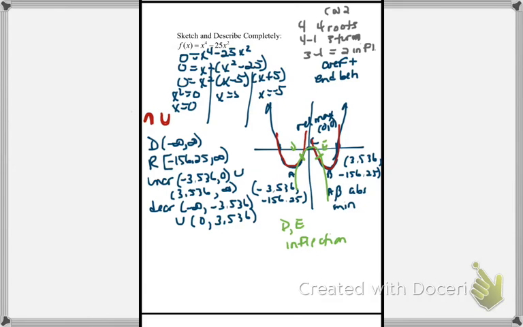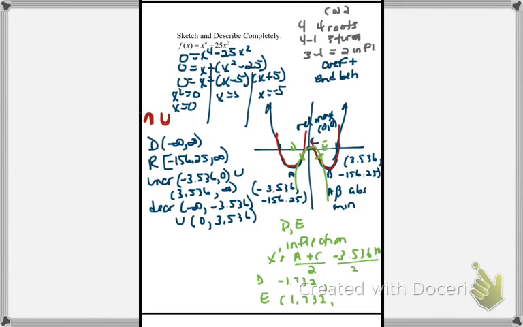It gives us the point midway between A and C. So since it's a midpoint, we take the x values of A plus C and divide it by 2. So negative 3.536 plus 0 divided by 2. This one inflection point will be negative 1.732. And the other inflection point, since this is symmetrical, will be positive 1.732.